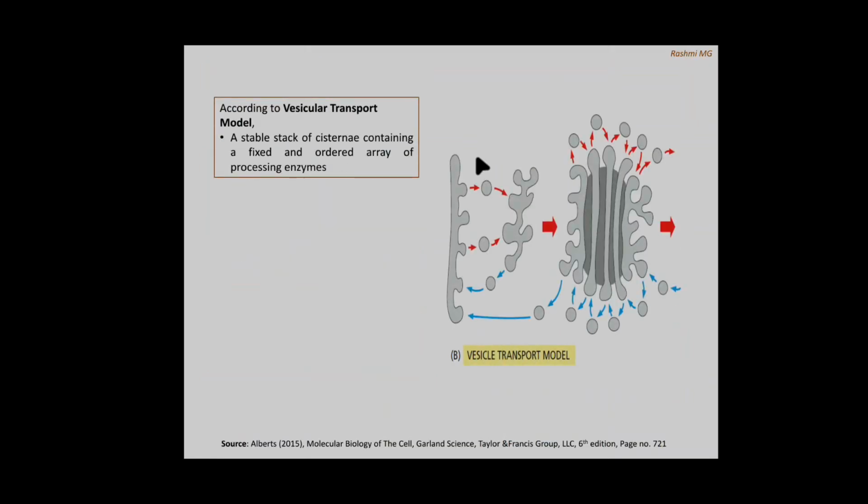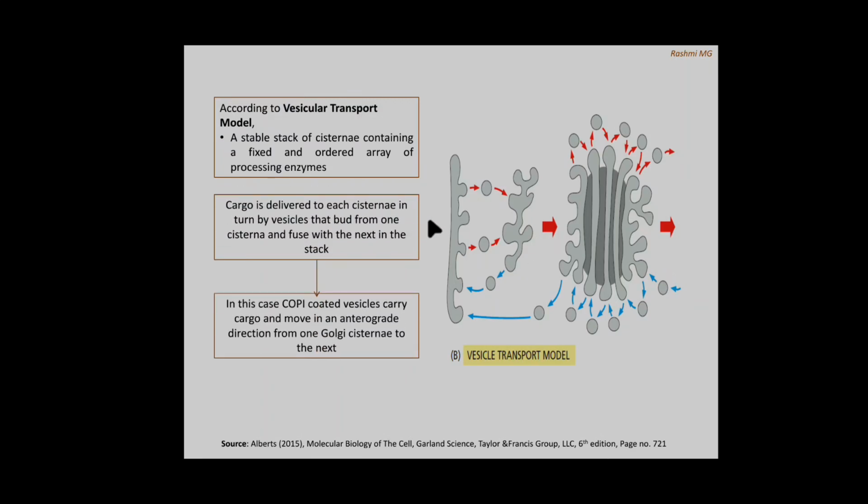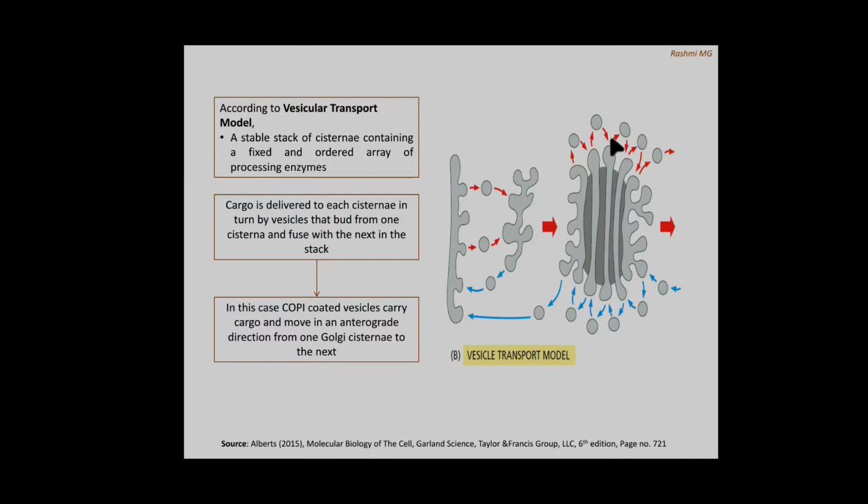Next model is the vesicular transport model. It says that a stable stack of cisternae containing a fixed and ordered array of processing enzymes, and that cargo is delivered to each cisterna in turn by vesicles that bud from one cisterna and fuse with the next in the stack. In this case, COP1 coated vesicles carry cargo and move in an anterograde direction from one Golgi cisterna to the next. Okay.